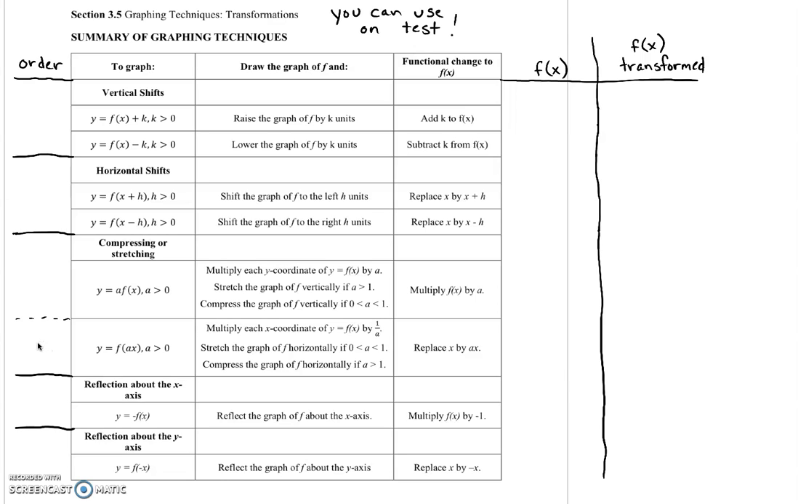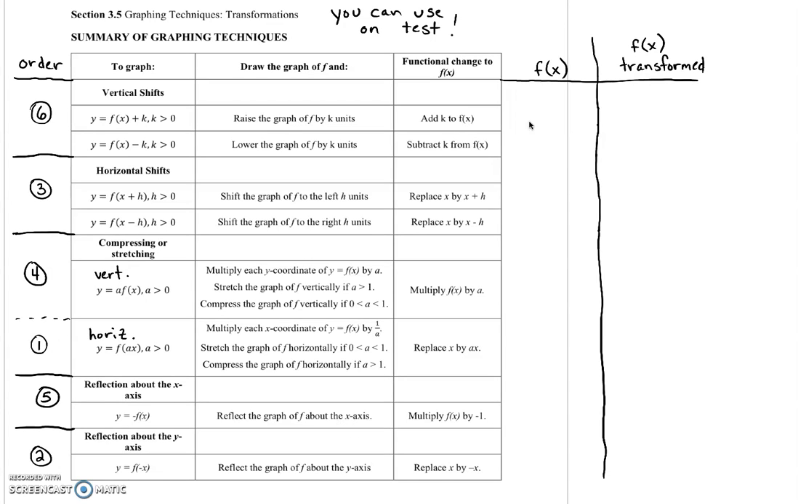So essentially, we would start with our horizontal stretch or compression, then we would do any reflections about the y-axis. Next, we would do horizontal shifts. Then we would do vertical stretches or compressions. Then reflecting about the x-axis, and the very last thing we want to do is our vertical shifts.